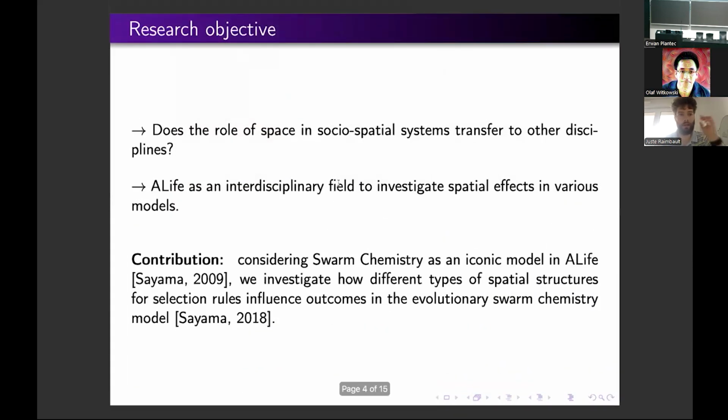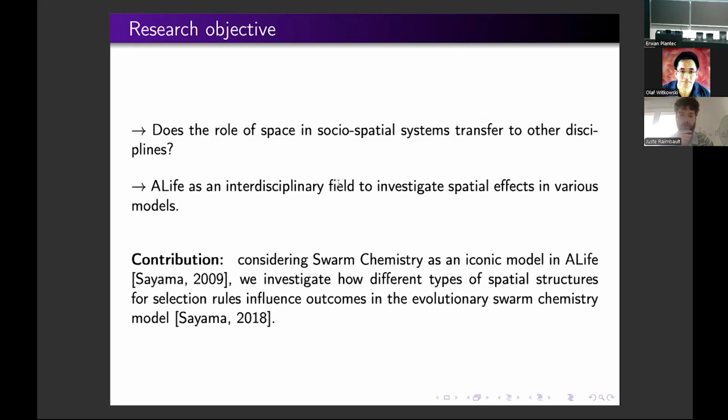Okay. But one big question is to what extent this property of being strongly sensitive to space is really specific to social spatial systems, or does it happen in other disciplines. And it's actually very interesting that this morning we had the talk by Seth Bullock, that did something similar. He was changing the network structure, so the spatial organization, and showing that it had a strong effect on agents. But it was also a social system because it was an opinion model.